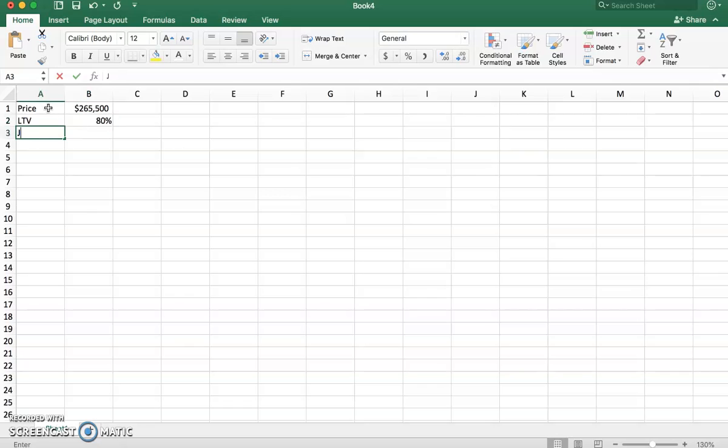So given those two numbers, we can now calculate the actual loan amount. It's just going to be $265,500 times the LTV. Perfect. The next thing we need to calculate is our payment, which is how much we're going to be paying monthly for this loan. We have a couple more givens we need before we can calculate that, though. Our rate for the loan is going to be 7%, and the term for this loan is going to be 30 years.